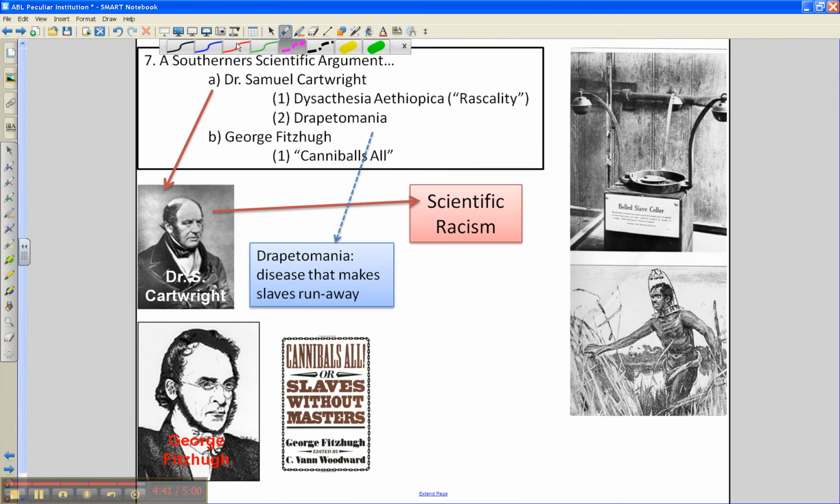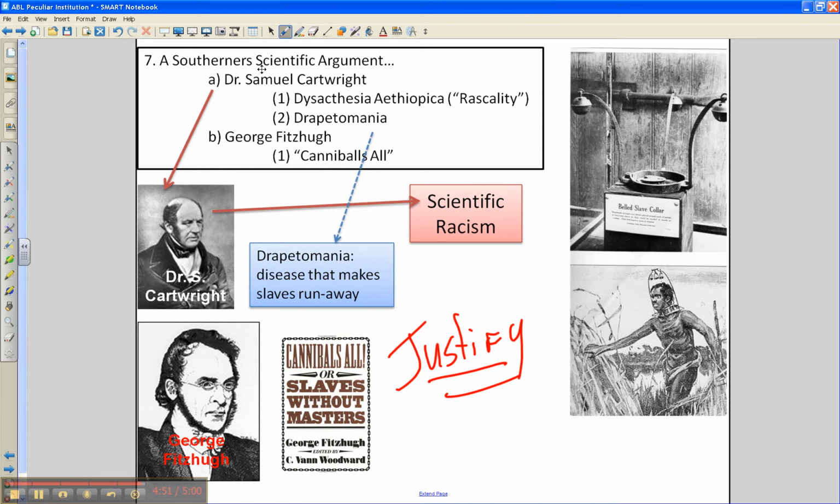Southerners, knowing that slavery was being attacked by abolitionists and so forth in the North, tried to justify slavery, and they tried to justify it using a scientific argument. George Fitzhugh and Dr. Samuel Cartwright sort of led this argument.